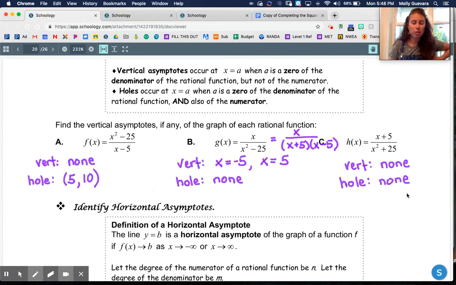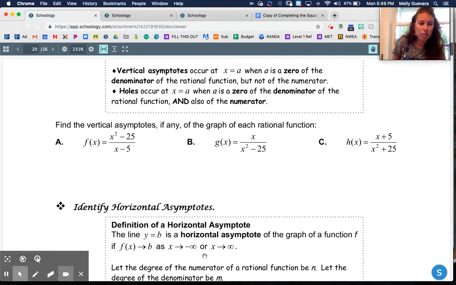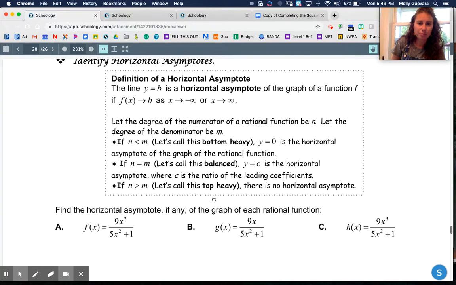Okay, so that vertical asymptote occurs when the bottom is 0, but not the top. And then a hole occurs when both the top and the bottom share a 0. So hopefully we're going to get so much practice on this, but take a deep breath, right? Pause it if you need to, take a break, whatever you need, okay? We're going to move on to horizontal asymptotes.